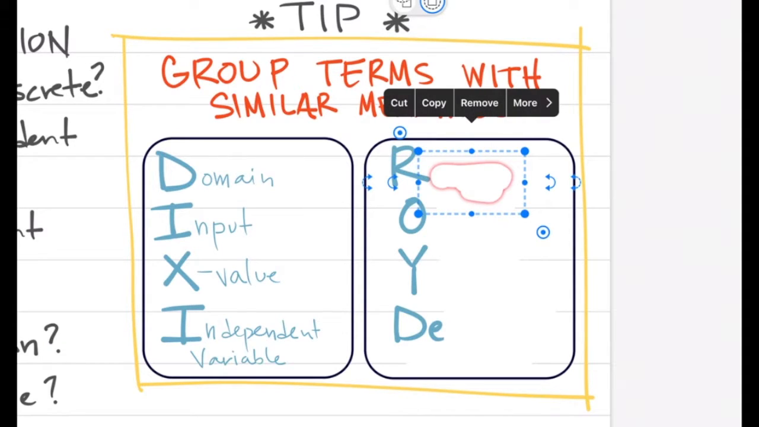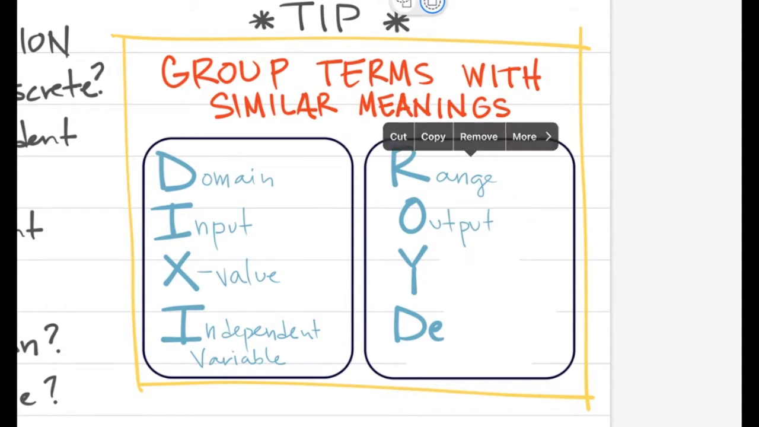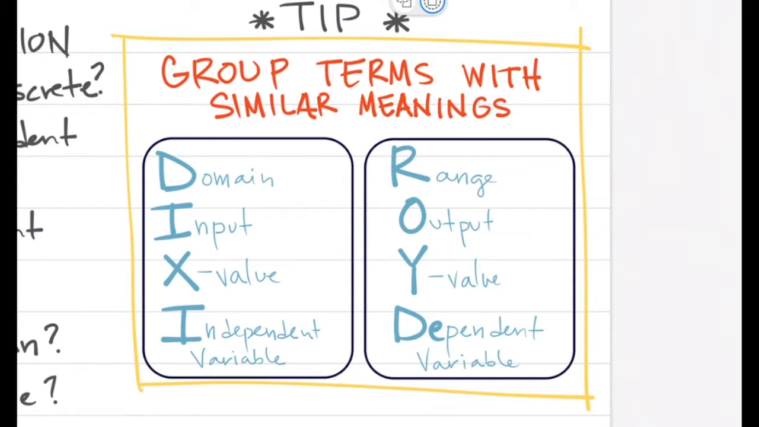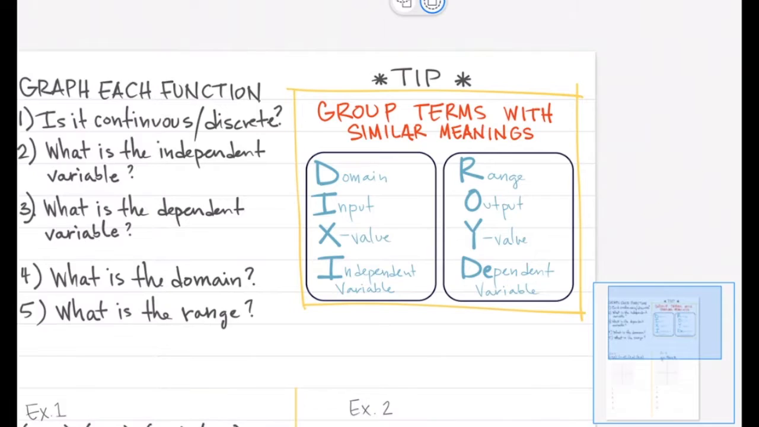For ROIDY, the R stands for range, the O stands for the output, the Y is the y value, and DE is your dependent variable. So all the things that are associated with the word DIXIE are associated with x values, and all the words associated with ROIDY are associated with your y values.